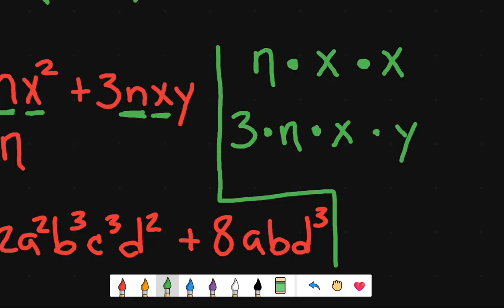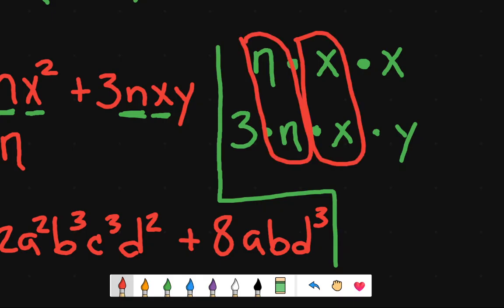Now, looking at that, we can circle and see what factors they have in common. The factors that they have in common here are n and n, x and x. That's it. Those are the common factors that they have. So this is what we're going to factor out from the monomials. We're going to factor out n and x.